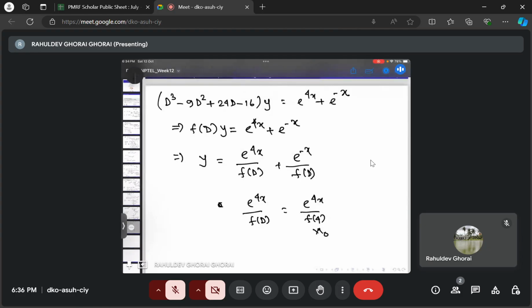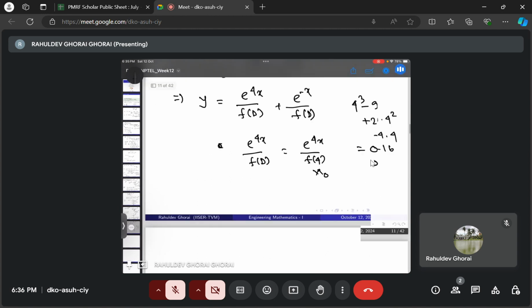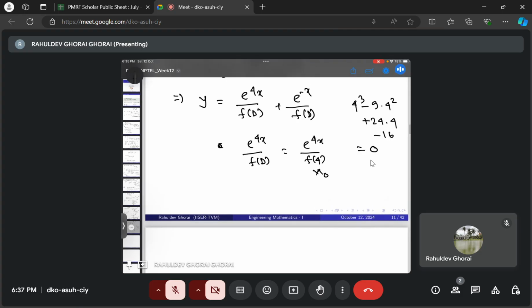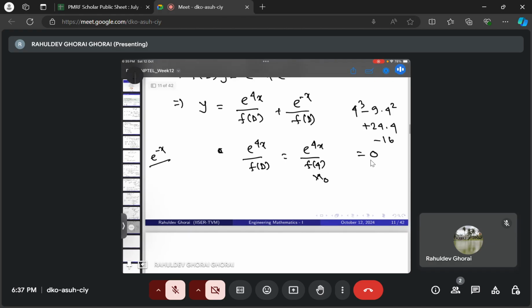So f(4): if you put 4 here, 4 cubed minus 9 times 4 squared plus 24 times 4 minus 16, that will be 0. So you cannot write it as e^(4x)/f(4). But what about e^(-x)/f(D)? Can you write this as e^(-x)/f(-1)? If it is not equal to 0, you can write it.